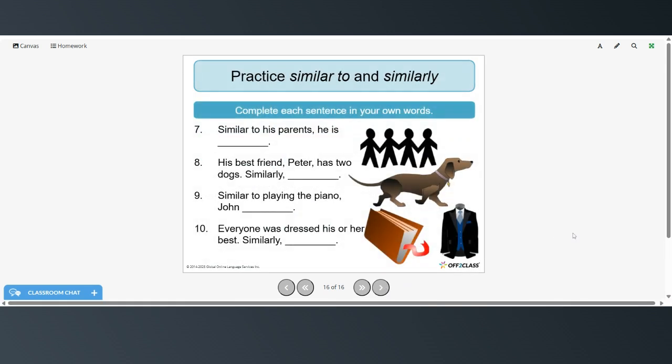And now we'll practice similar to and similarly. You can pause the video, try these on your own, and then you can share. There's no single answer. These are your own words, so you can share those in the comments if you would like.